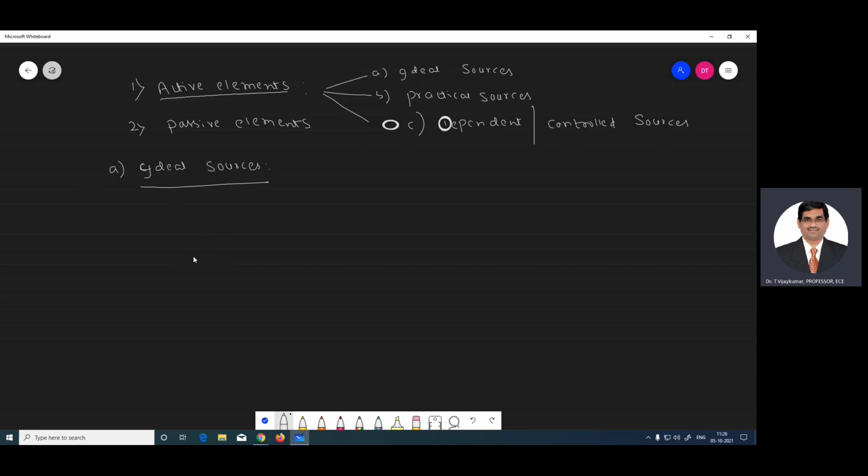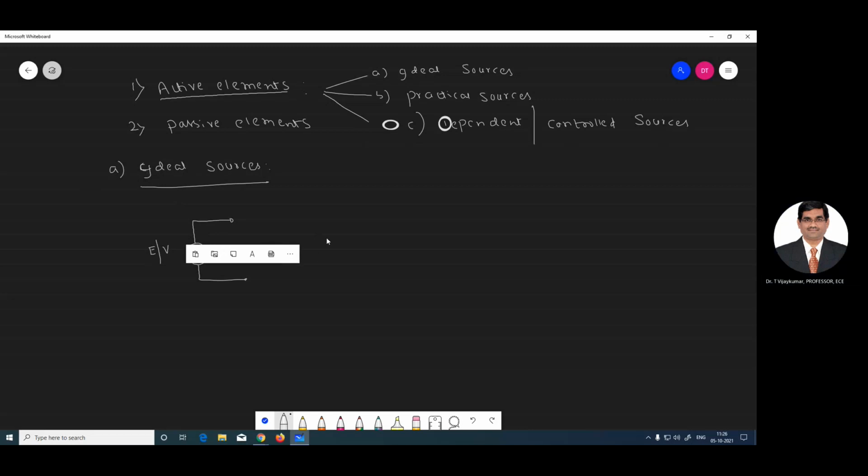How to represent these ideal sources in the diagram? We can represent the ideal voltage source like this. These are the notations to represent the voltage source, with minus and plus. The notation can be E or V. In an ideal voltage source there is no internal resistance or internal impedance, therefore you can write it directly like this. This is the representation of an ideal voltage source.